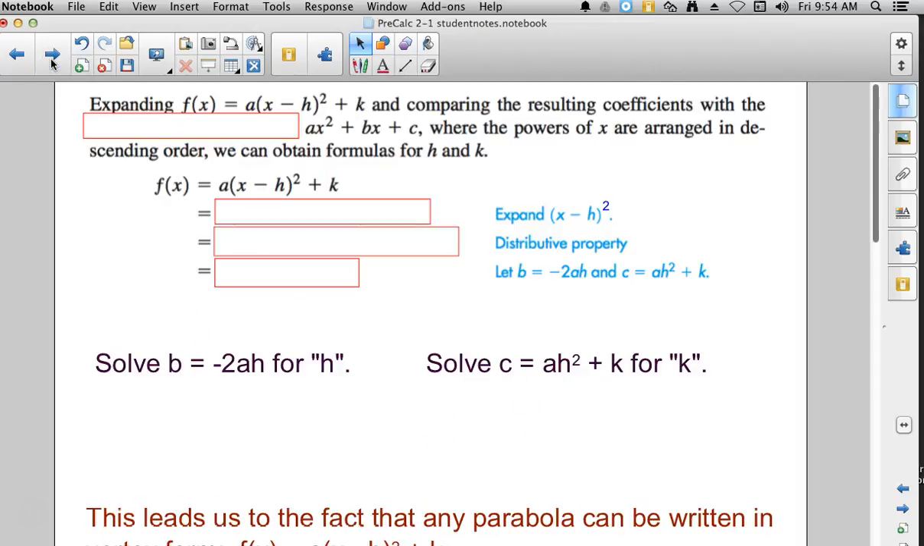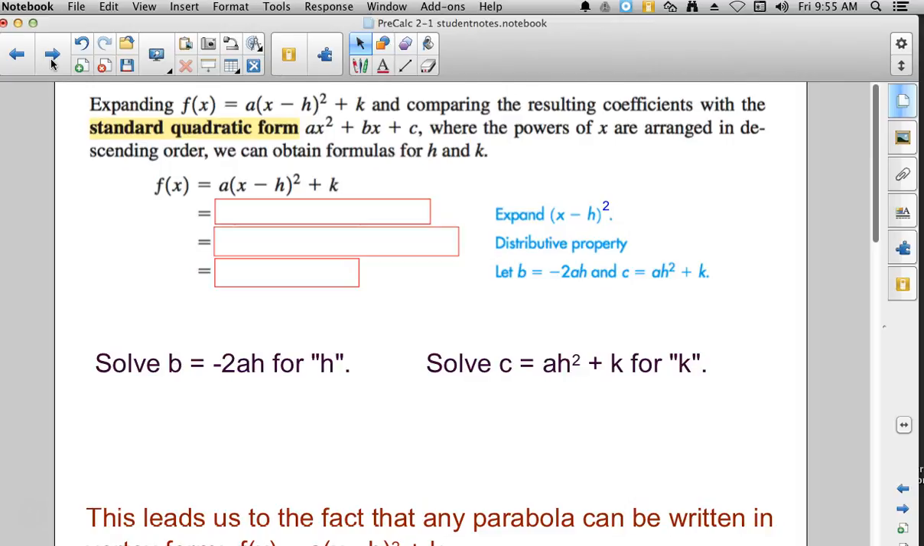Expanding f of x equals a times x minus h squared plus k. What do they mean by expanding? Writing it out in standard form. There's a problem with this that makes it take a little while, and that is we cannot distribute that 2. We've been talking about this. You can't distribute that power of 2. You have to literally write out a times parentheses x minus h, parentheses x minus h, plus k, and then do all the math. So that gets us our standard form of a quadratic.